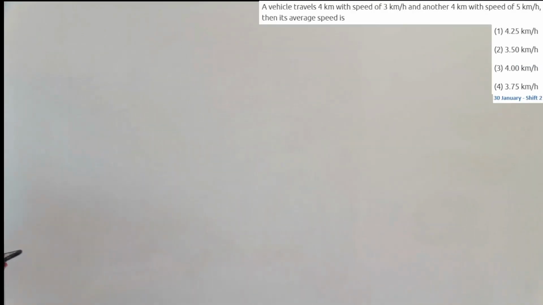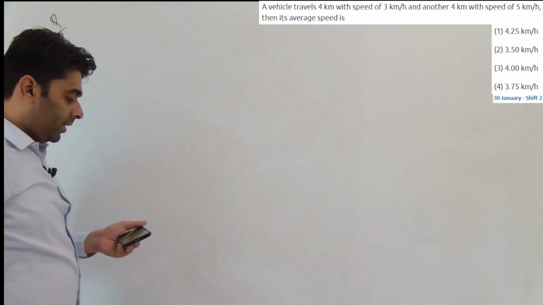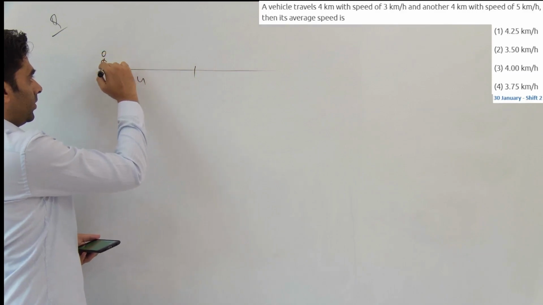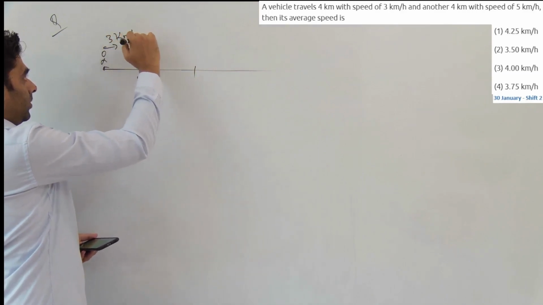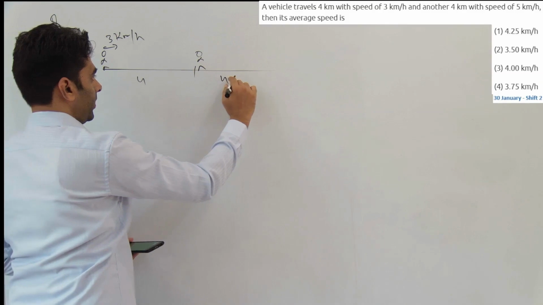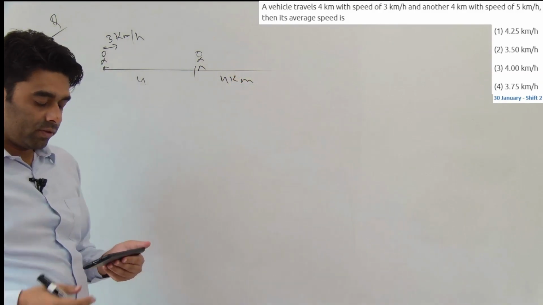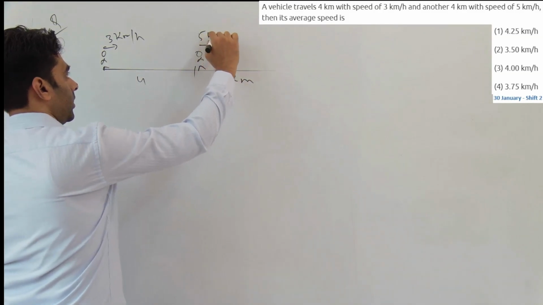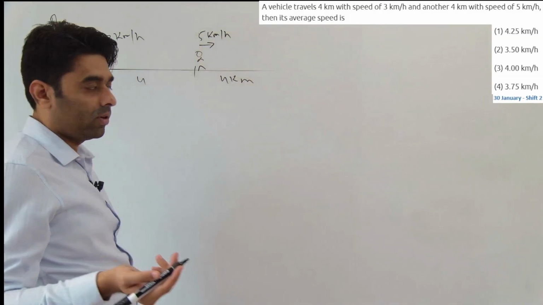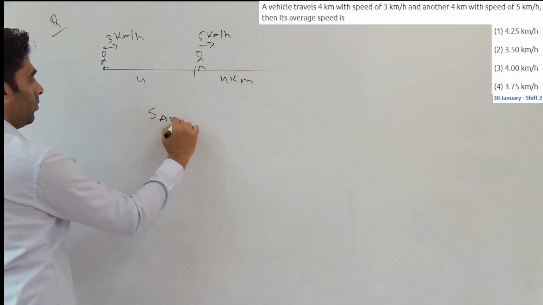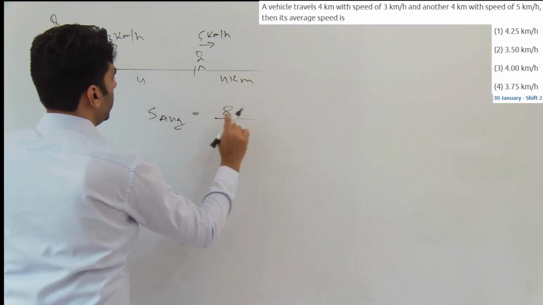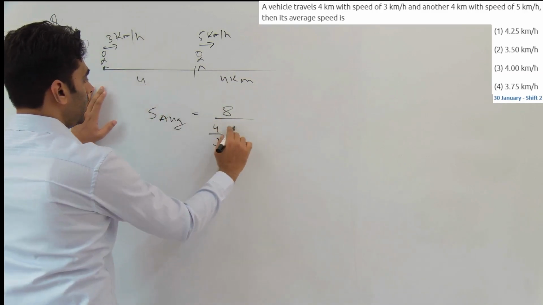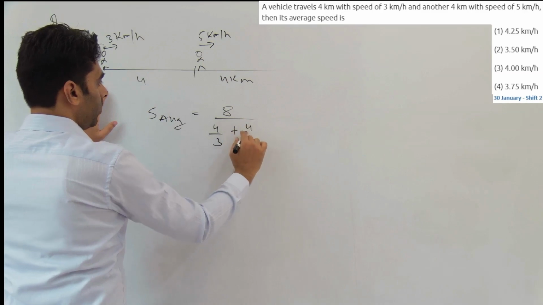So our next question is, a vehicle travels 4 km with a speed of 3 km per hour, and another 4 km with a speed of 5 km per hour, then its average speed is? Okay. Many times in variable form, earlier we already solved this question. So beta, speed average, total distance is 4 plus 4, 8, by total time. Time over here will be written as, for the first 4 km, time will be 4 by 3, plus time over here will be 4 by 5, right?